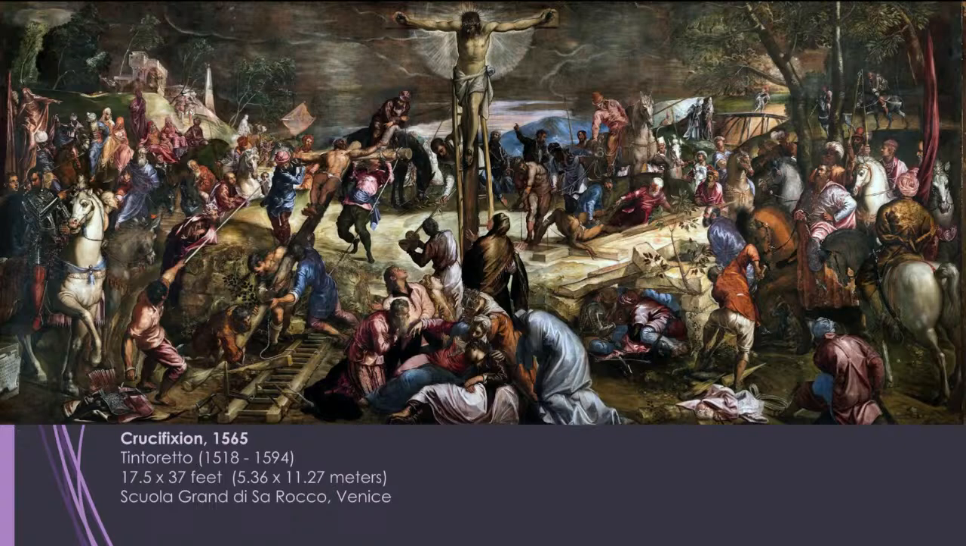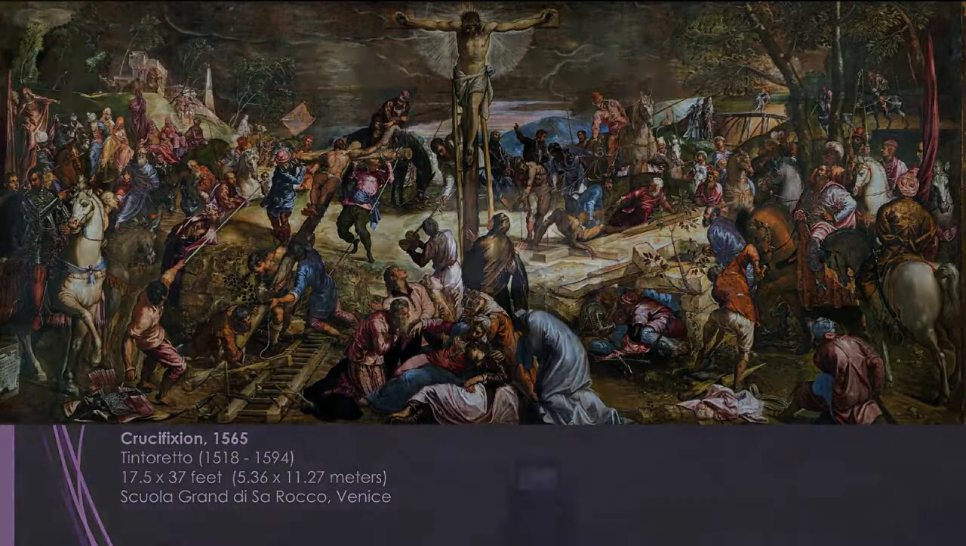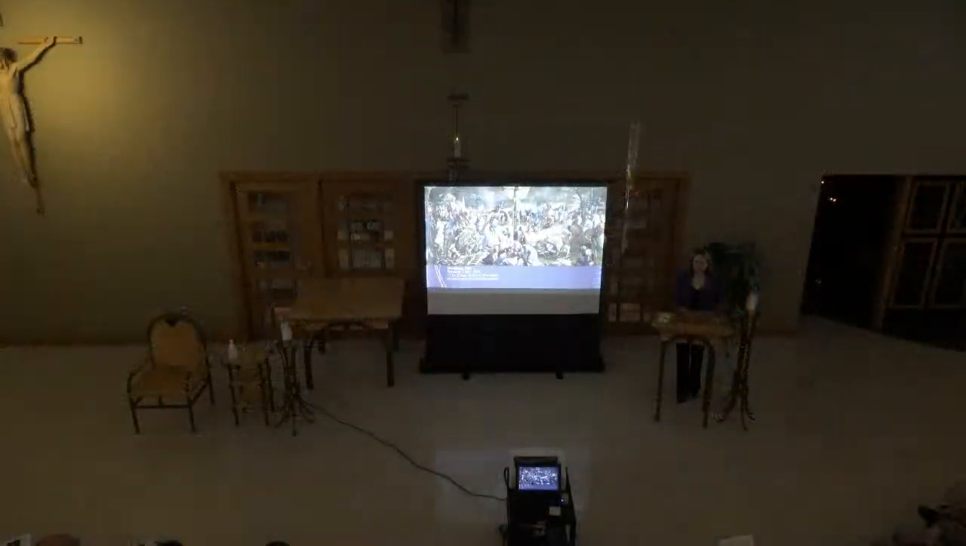Tintoretto painted a series of more than 50 huge canvases for the Scuola Grande di San Rocco, which is the seat of the fraternity established by wealthy Venetian citizens in 1478. It is named after Saint Rocco, who is venerated in the Roman Catholic Church as a protector against the plague and other contagious diseases.